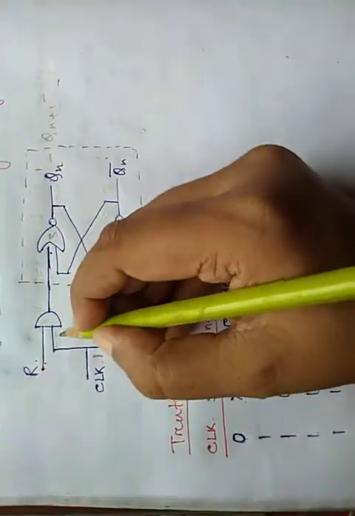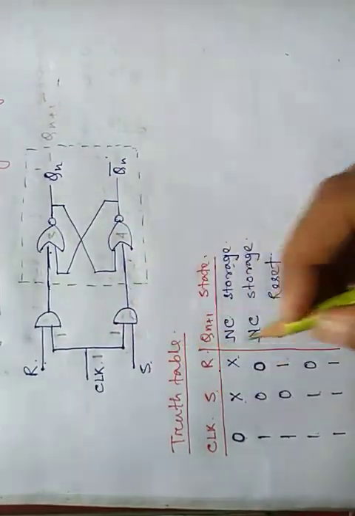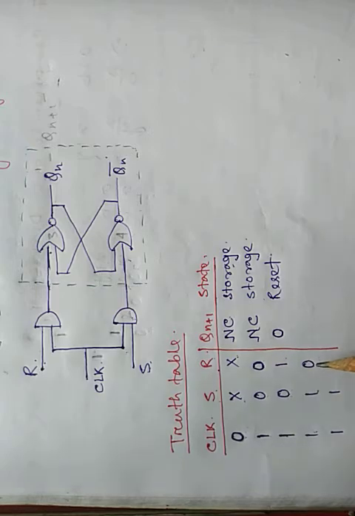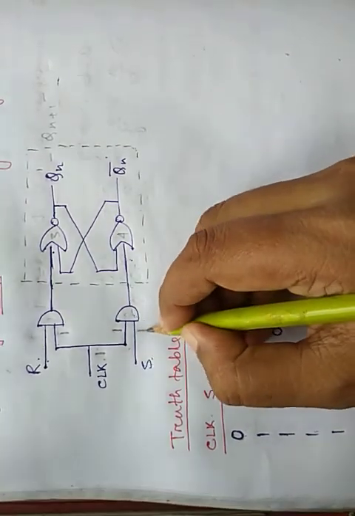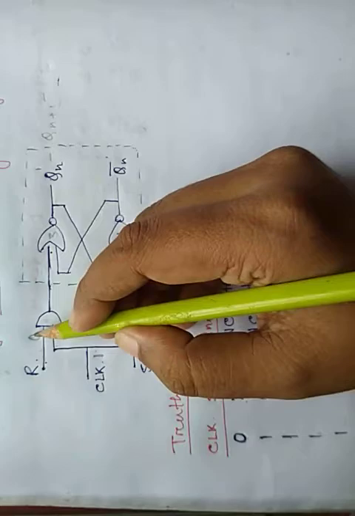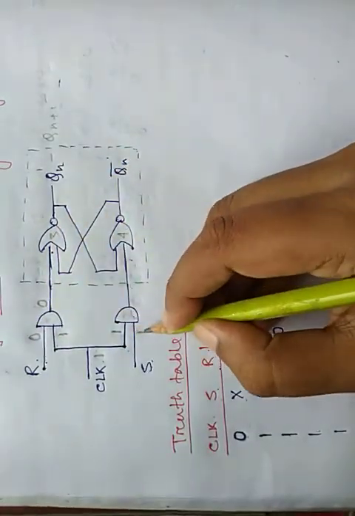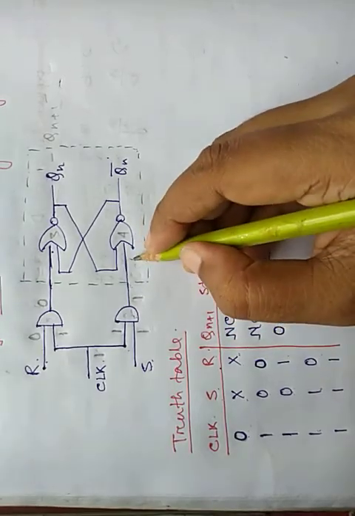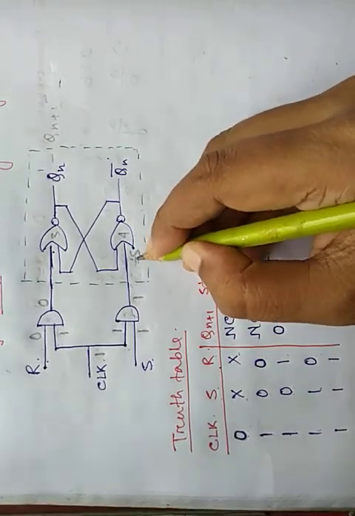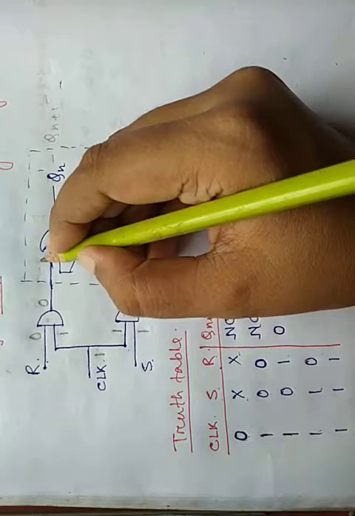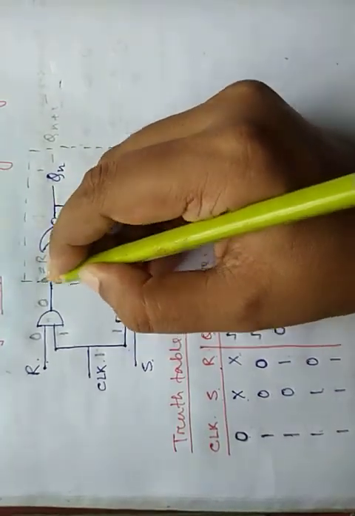Now clock is 1, S is 1, R is 0. That means one of the input gates is 0, so its output is 0. Both are 1, so it is 1. So now S equals 1 and R equals 0.